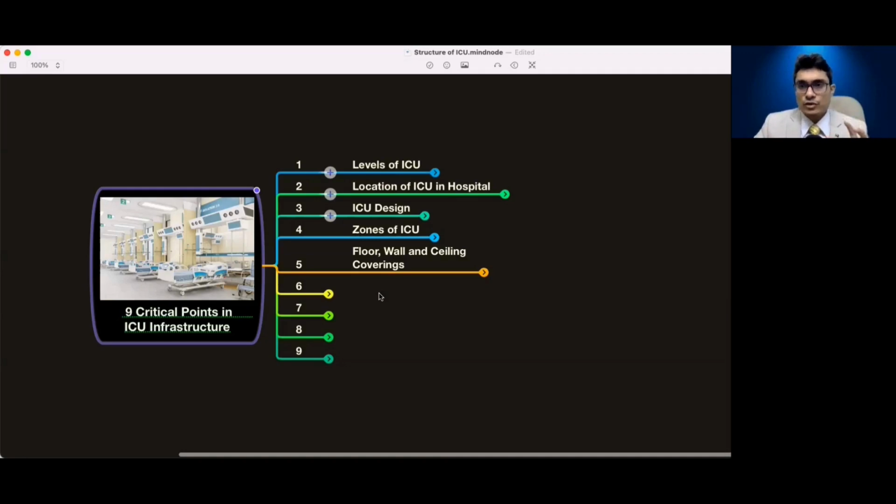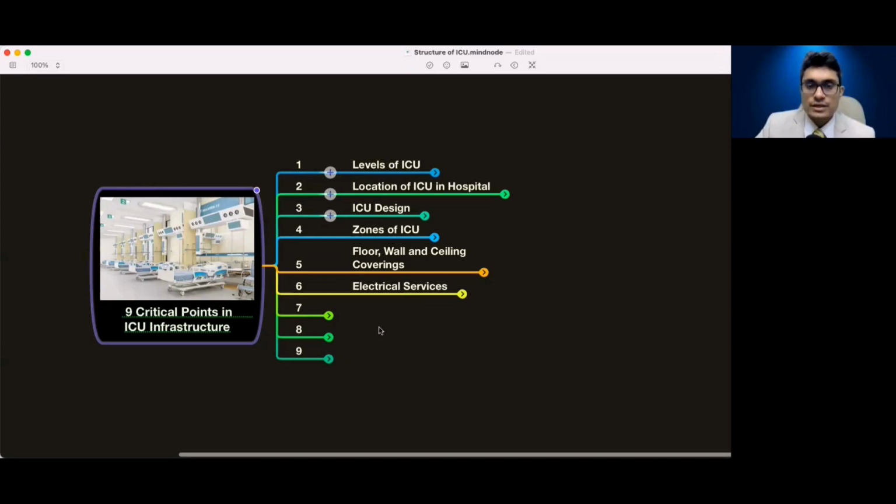the need for germs and infection control. So infection control is very critical. That's why the floor, wall, and ceiling covering has to be done very properly. In a functional ICU, these repair works are not possible, so it should be done and fitted properly once.